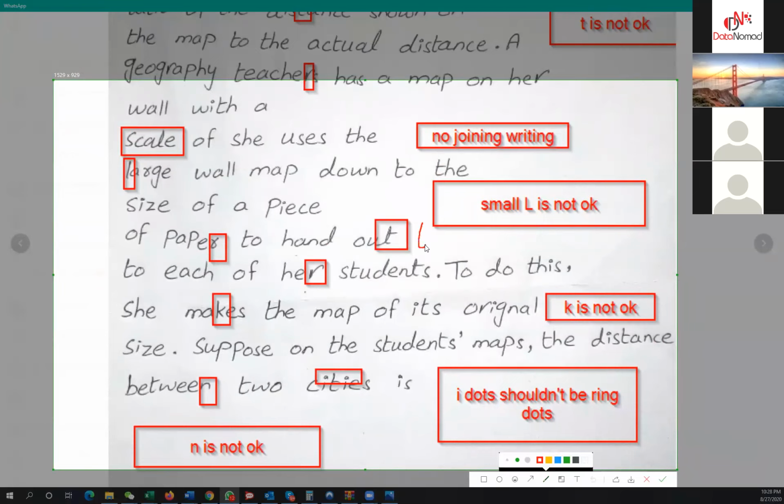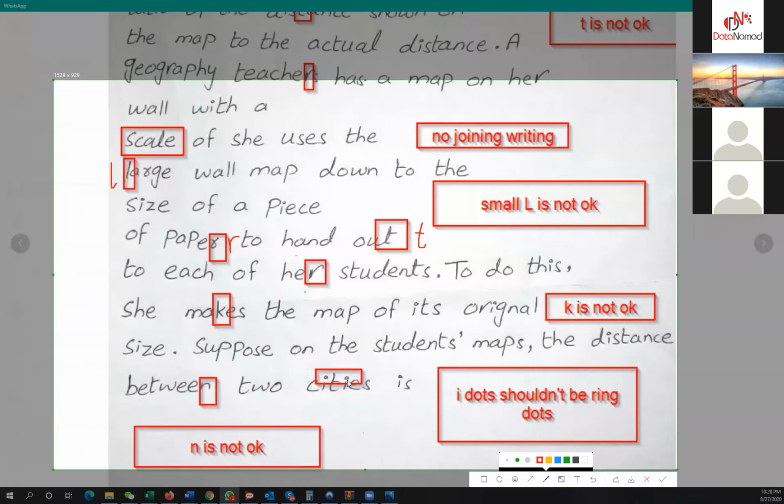So this T should have been like this. This R should have been like this. Okay. This L should have been like this. Okay. This A and L should have been separate. This K, now this K is okay. Before it was not okay.